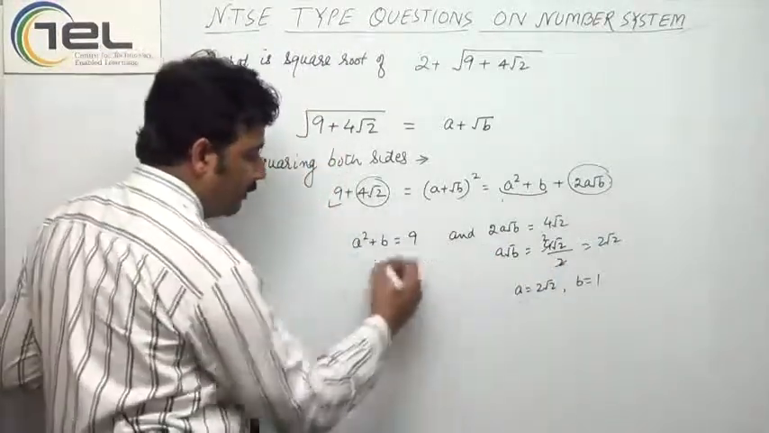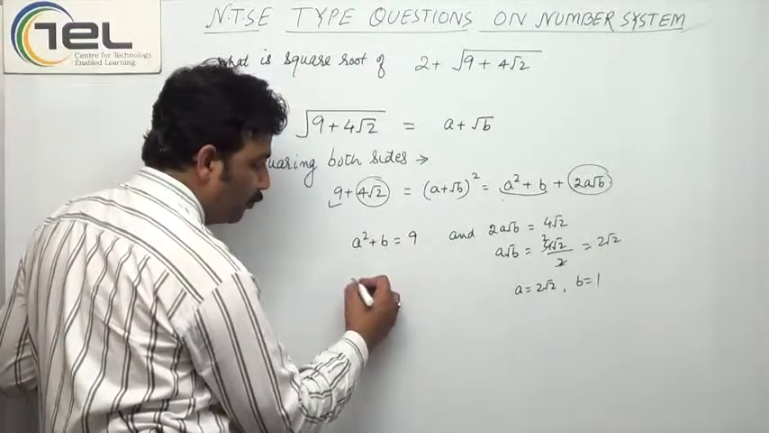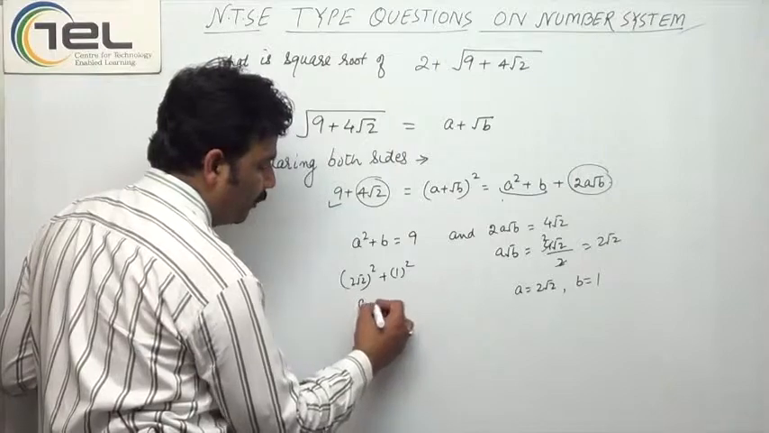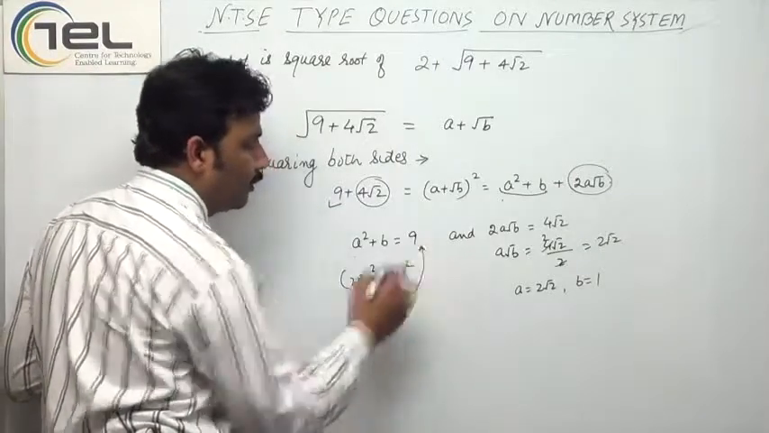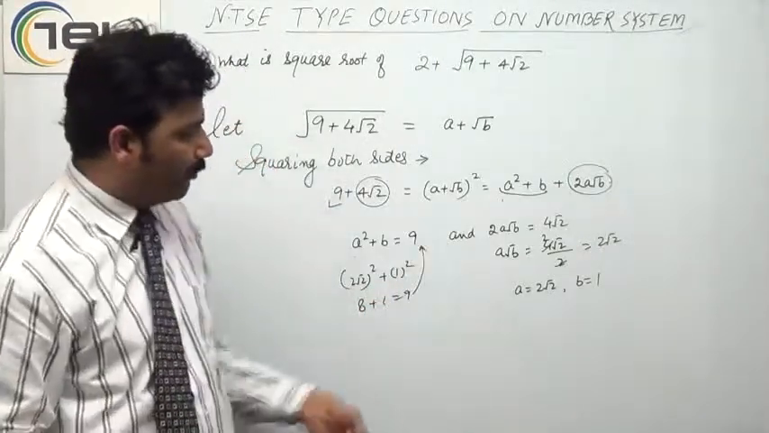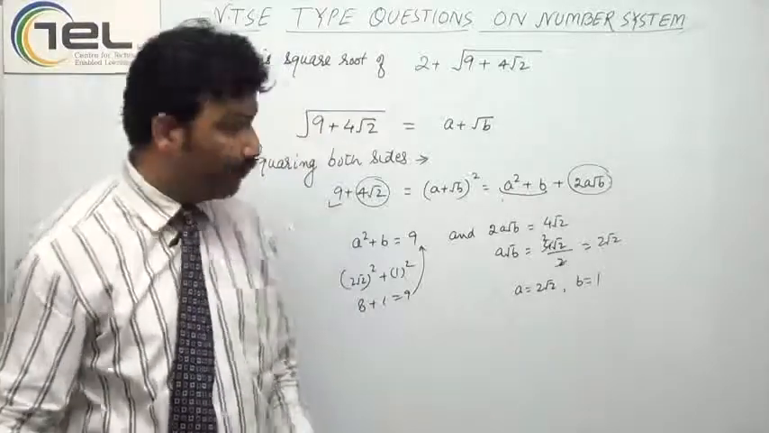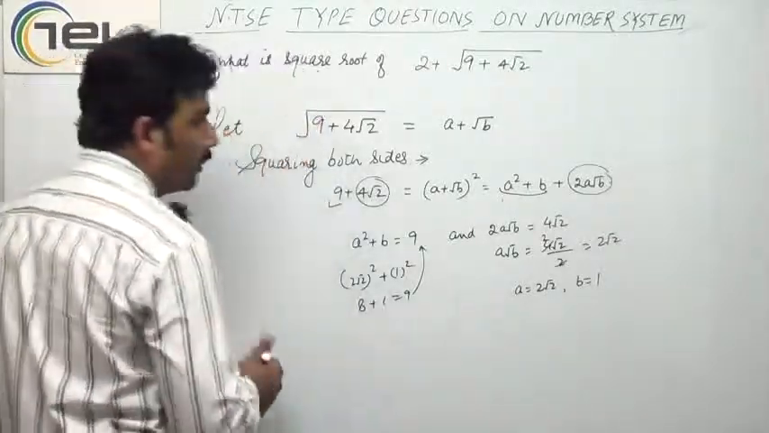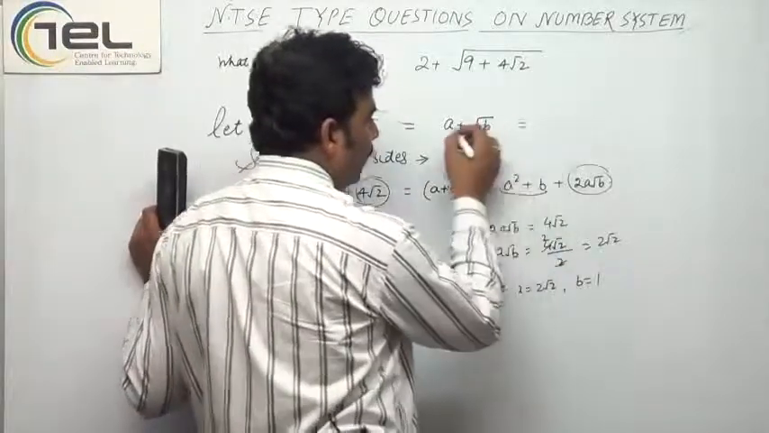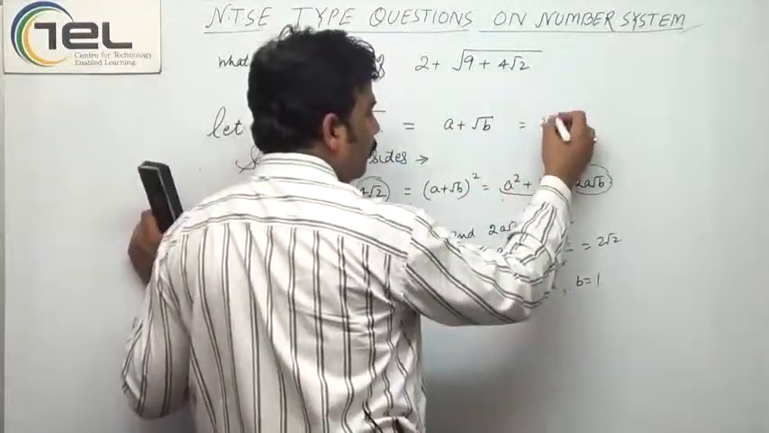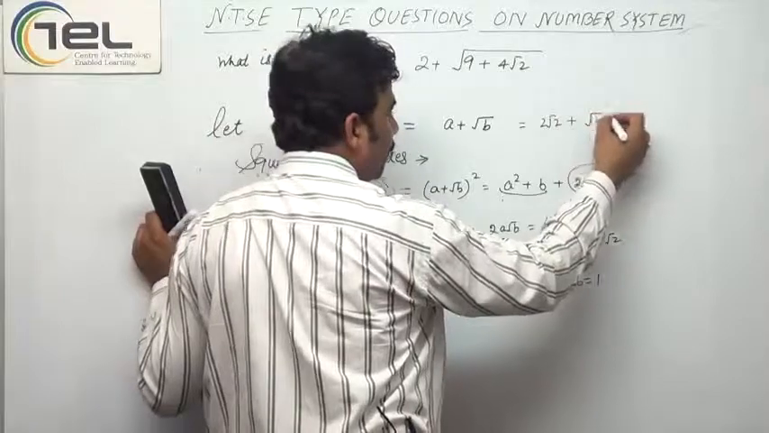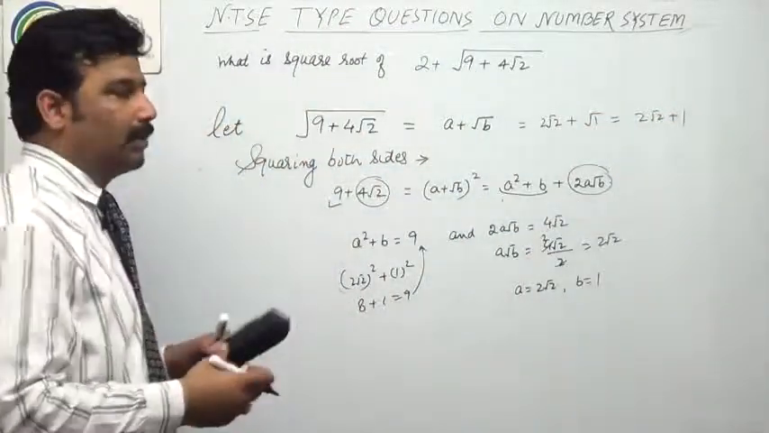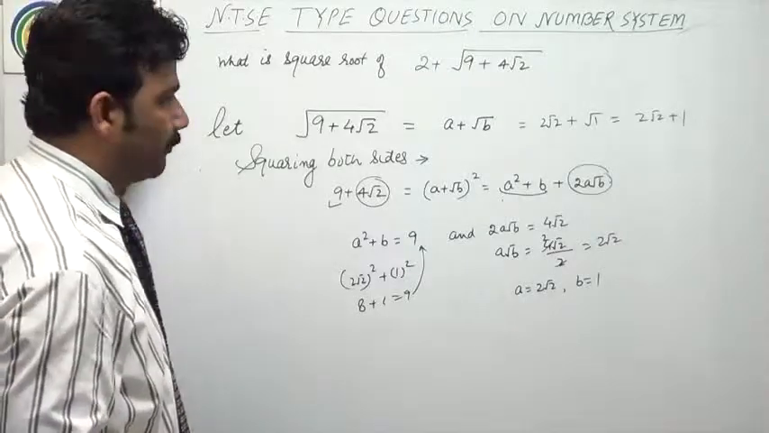So if I put a as 2 root 2 whole square plus 1 square, I get 8 plus 1, which is 9. That means it is equal to this. By hit and trial, I get this. So here a is equal to 2 root 2 and this equals root 1, so it is 2 root 2 plus 1. This is how I got the square root of this number.